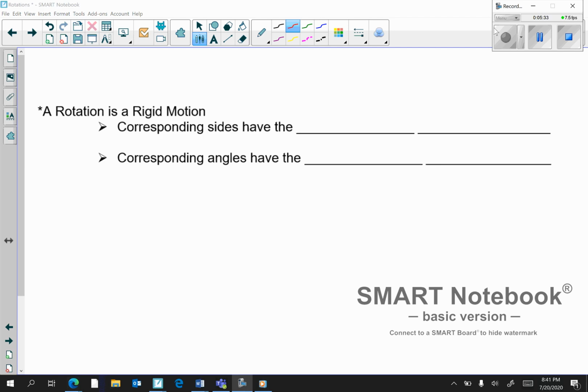Lastly, a rotation is a rigid motion. Corresponding sides have the same length, and corresponding angles have the same measure. So a rotation is a rigid motion because it preserves both distance, side length, and angle measure.